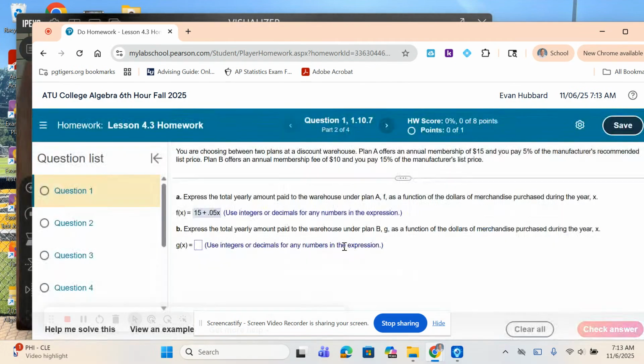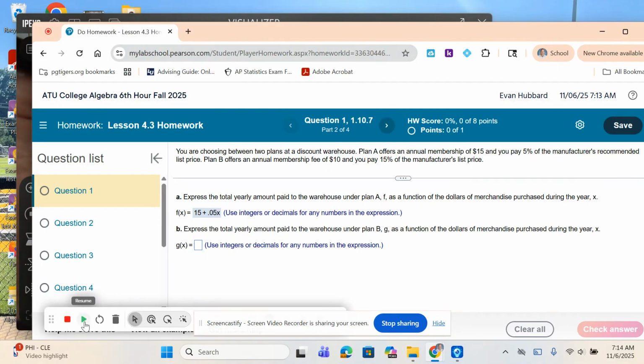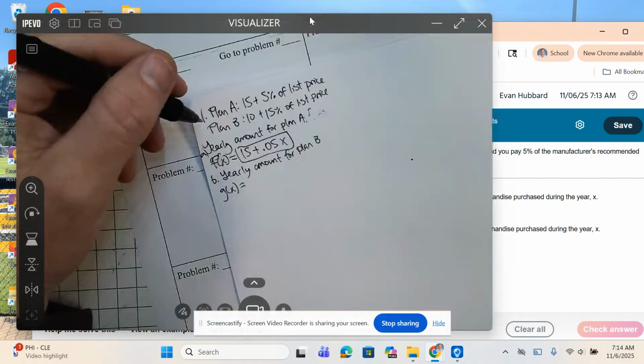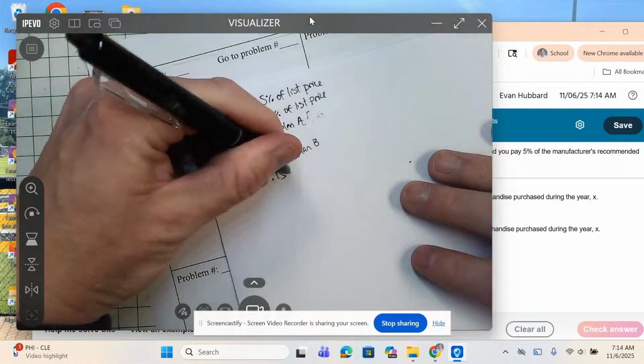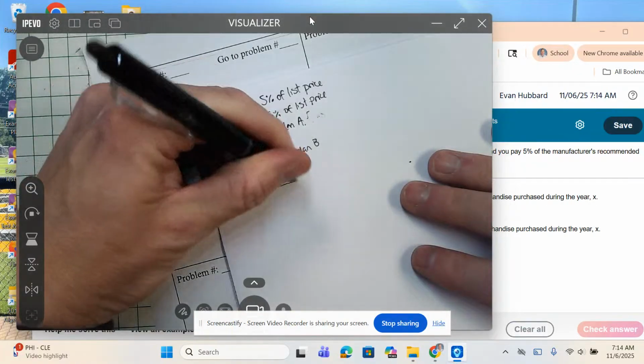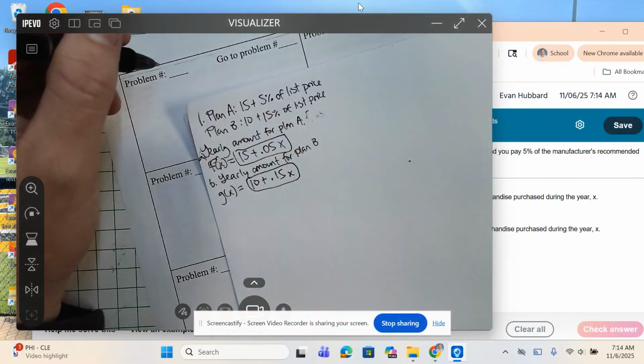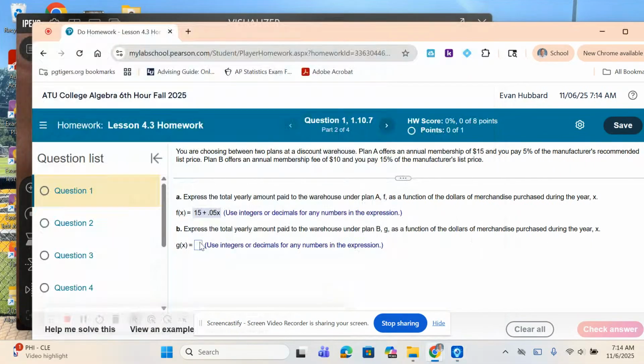Okay. Now B, we want to do the yearly amount for Plan B. So the yearly amount for Plan B is $10 plus 15%. So it'd be 10 plus 0.15x. So you convert to a decimal there.